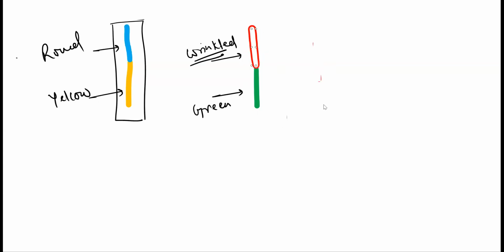It is only possible if we have a separate gene for each trait. For yellow, we have a separate gene. For green color, we have a separate gene. For round, we have a separate gene, and for wrinkled, we have a separate gene. So this gives the law of independent assortment.